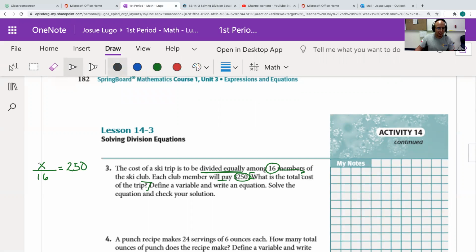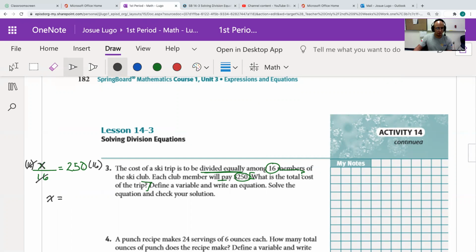All right, again, let us isolate the variable. It's here on the left side again. So the opposite of dividing by 16 is to multiply by 16, right? Whatever I do to one side, I must do to the other. All right, 16 divided by 16, they cancel out.